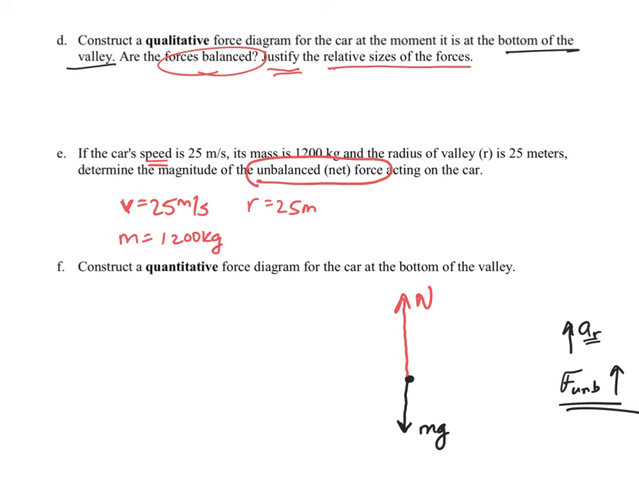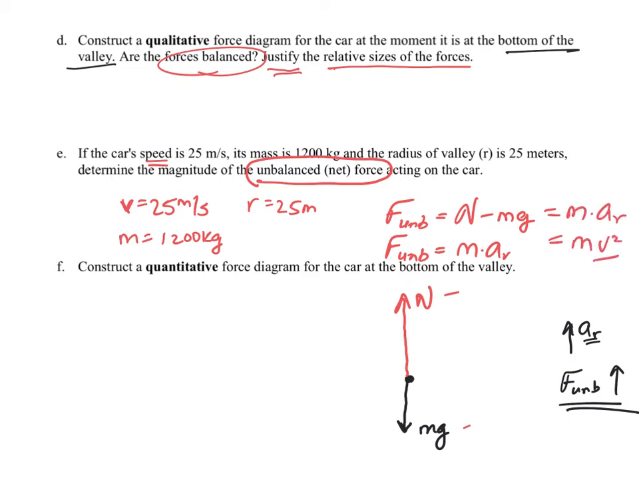It's not asking us what the normal force is or what the mg force is. It's not asking us for those individually. It's asking us for the unbalanced force. Remember, the unbalanced force is the difference, big minus little, which is N minus mg. In the case of something moving in a circle at constant speed, that's equal to m times a_r, and you might remember that a_r is equal to v squared over r. So in this part, a quantitative force diagram, I've got to first solve for the unbalanced force in part E, and then I can figure out what N and mg are.